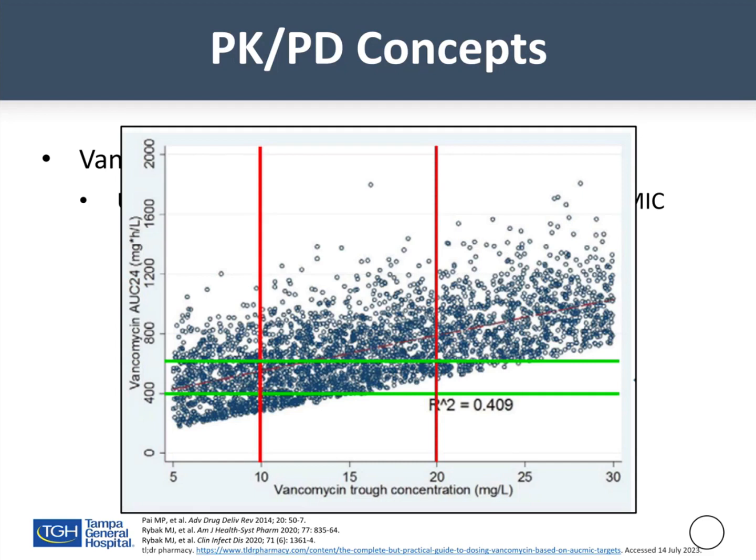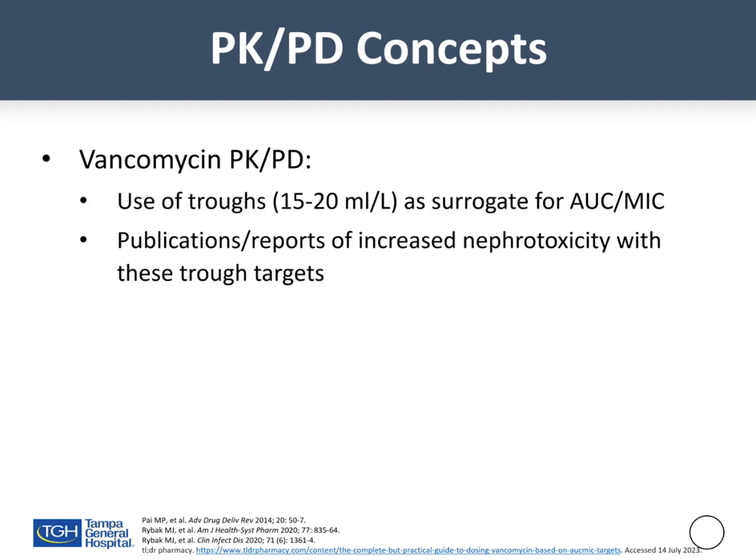So what this type of data is telling us is maybe we're trying to get into this AUC range of 400 to 600 with the trough of 15 to 20 or even 10 to 15. That's not what's happening. So we're seeing that there's definitely a chance that we're going to experience increased nephrotoxicity in our patients, and that's what a lot of publications were showing. So over the many years prior to 2020, when the new guidelines came out, there was a development of how we approach this dosing schematic, knowing that we need to go away from troughs and go towards AUC dosing.